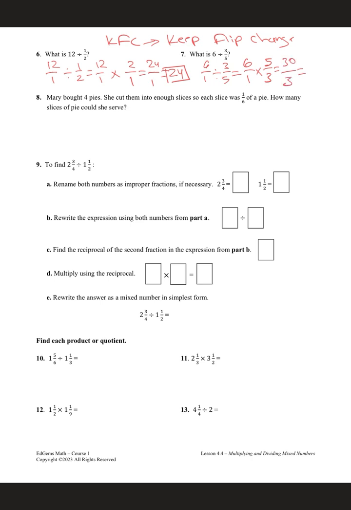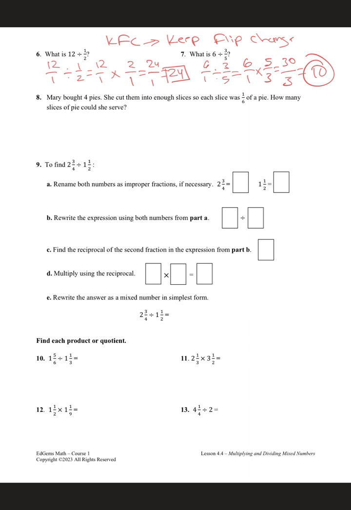And now we're going to simplify this improper fraction. So how many times will 3 go into 30? Or what is 30 divided by 3? That is 10. Pretty straightforward, pretty simple. Number 8.